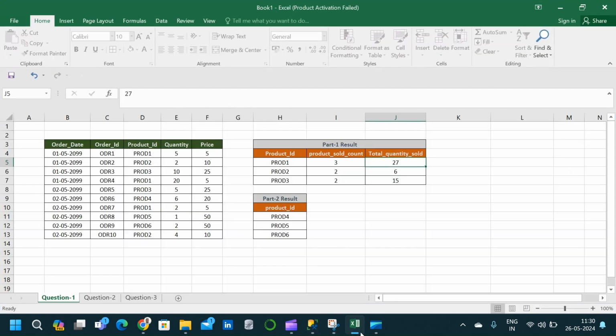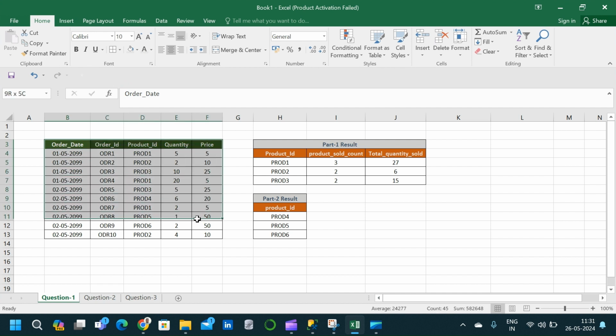So let me take you through the input table. So this is our input table that we are going to use. So we have got order date, order ID, product ID, quantity and price. And in the order date column, we can see that we have only two dates, which are 01/05/2099 and 02/05/2099. So these are the two dates which are given in the input table.